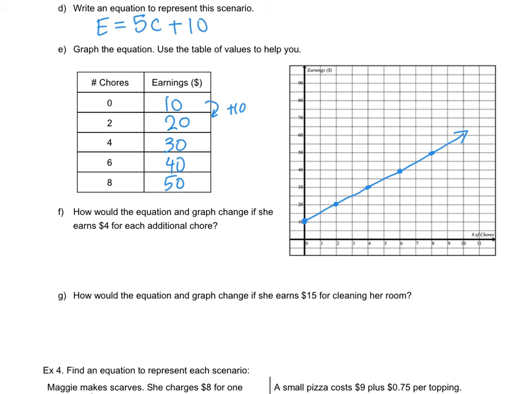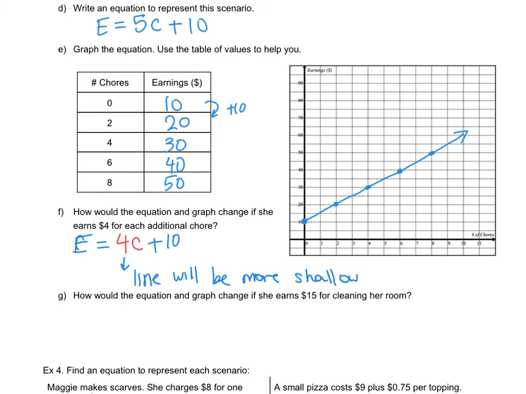All right, so your equation is going to be E equals, instead of 5c, we're going to have 4c, but that $10 isn't changing. Now it's the slope that changed, which means is it more steep or more shallow? The slope dropped, so the line will be more shallow.